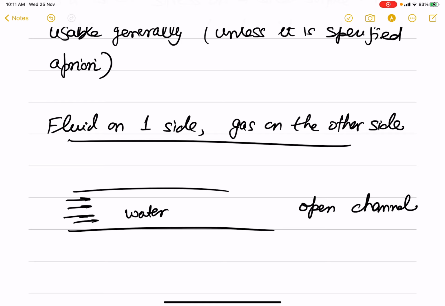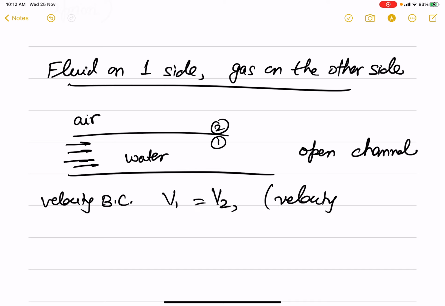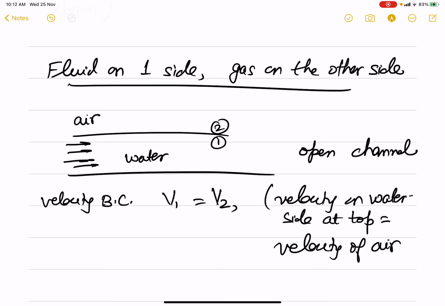So if there is an open channel, the fluid at the top will be air. Now here, when we look at the boundary conditions, the velocity boundary condition will say, let's call this 1, let's call this 2 on the boundary. V1 is equal to V2, which will mean the velocity of the water side at the top is equal to the velocity of air at the bottom of the air column, or whatever you may call it.